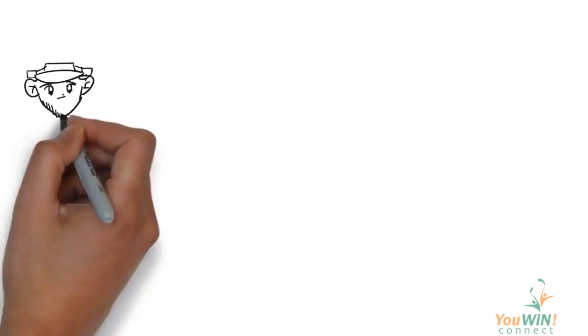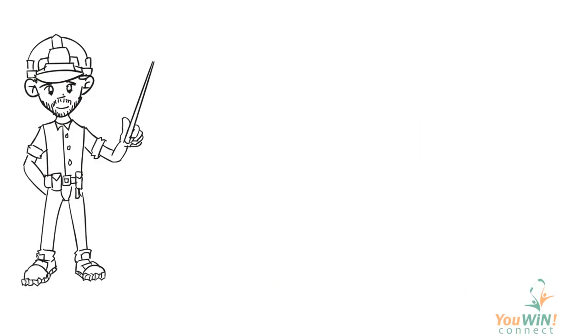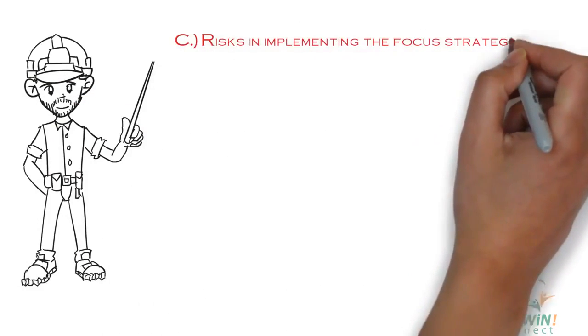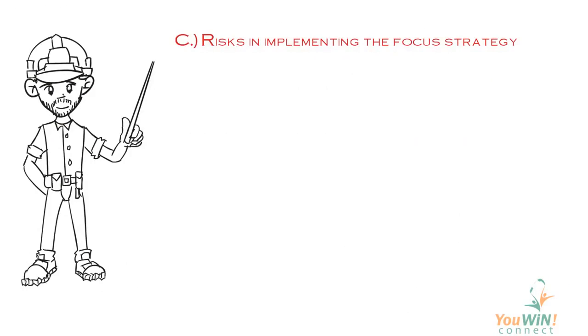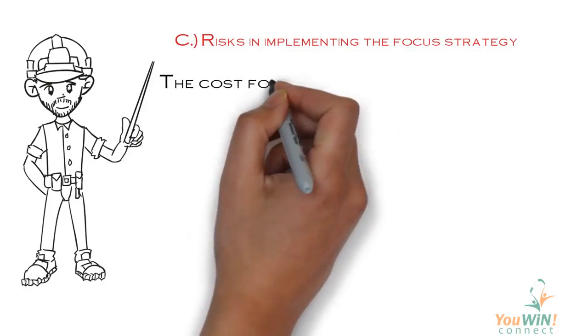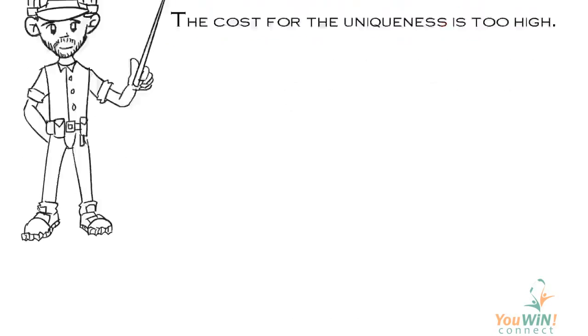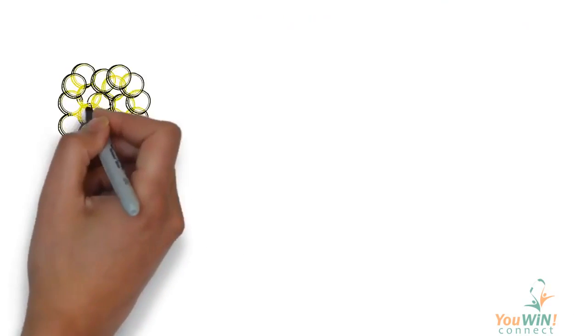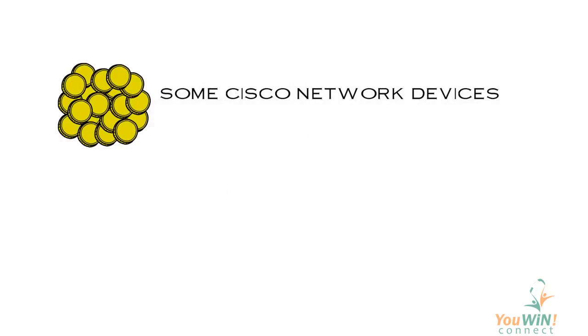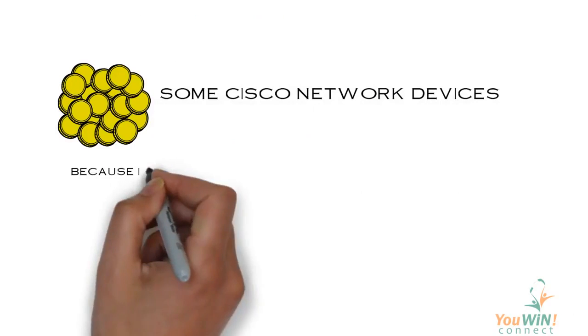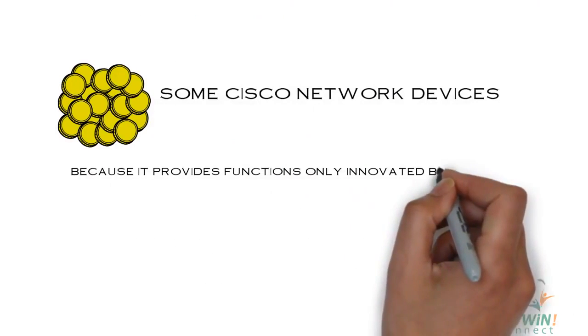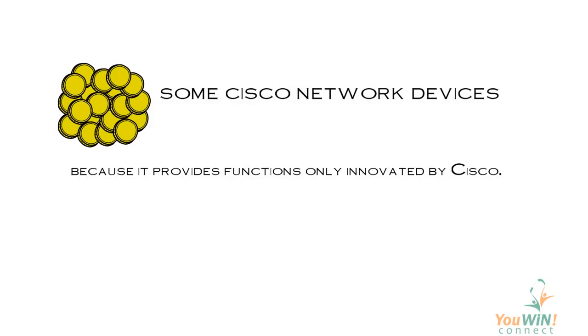Now let's look at the risk involved in implementing the focus strategy. The first is really around the cost for the uniqueness being too high. And I'll use another example to help you understand what this means. The cost for some Cisco network devices is high because it provides functions only innovated by Cisco.